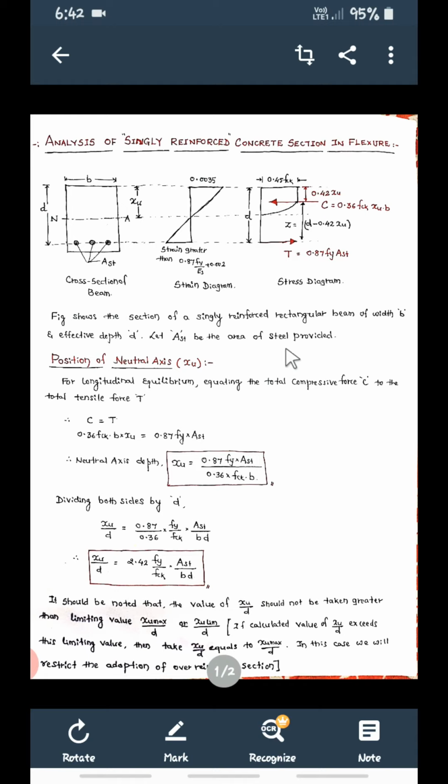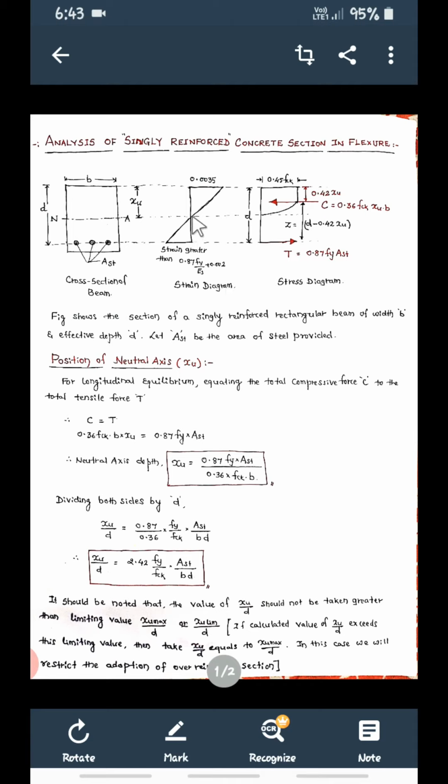Okay, then we are going to draw the strain diagram next to the cross section of the beam. What do you mean by strain? As you know, when the load comes on the beam, stresses and strains start. Stress will increase, and strain will also increase. So this will be shown in the diagram like this. Okay, this is the strain diagram.